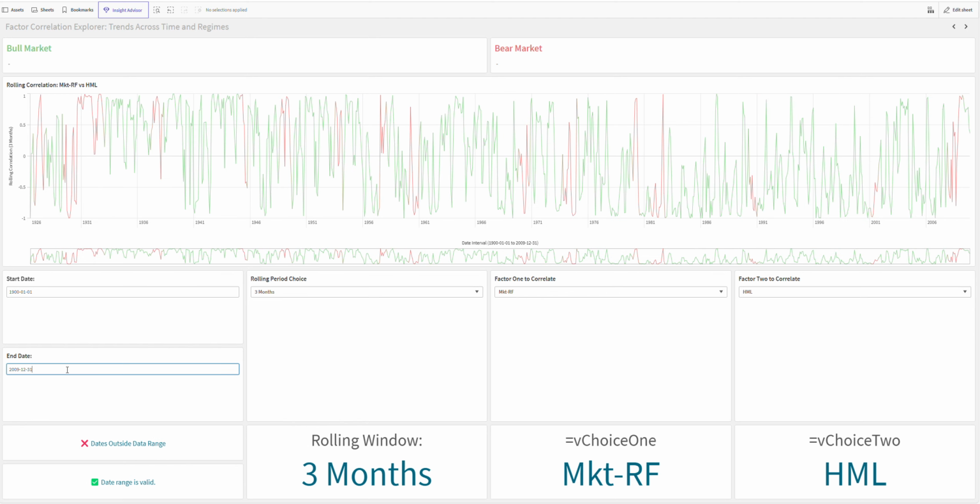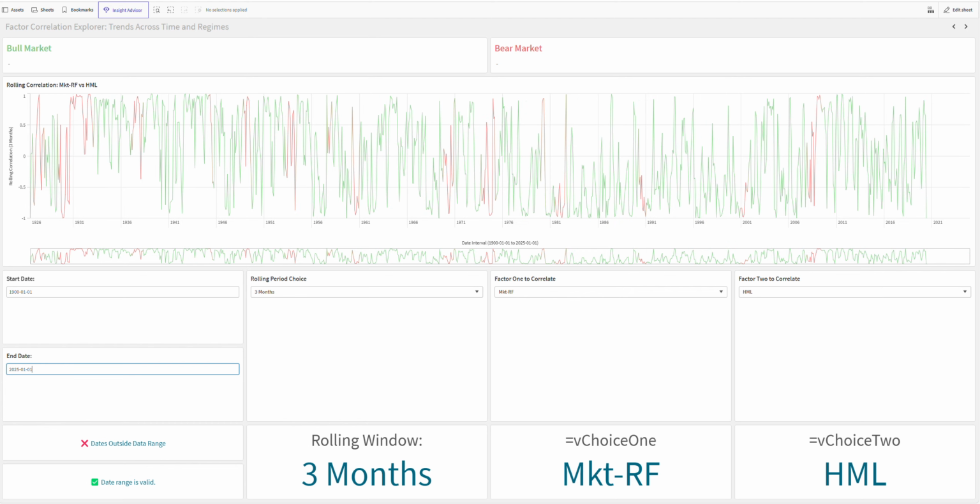Okay, so the dates are outside the range. And the range is only from 1926 until like the late 2020. So let's go ahead and do 2025, 0101, because I think it was actually 2020. Okay, and I'm pretty much right. So the date range itself is valid, but the dates are outside the data range.